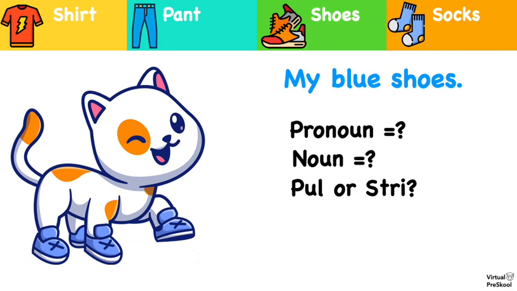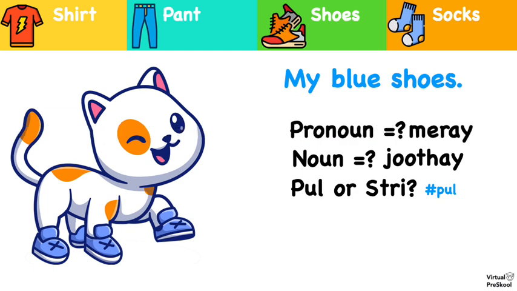Before, we had blue socks or blue shoes, blue shirts, but now we're adding the word my. So let's run through it. What's the noun? Shoes. How do we say shoes in Hindi? Joothay. Is that pull or stri? Pull. Okay, so now which form of the pronoun my would be correct for this sentence? Let me give you a hint. Would it be mera, meri, or mere?